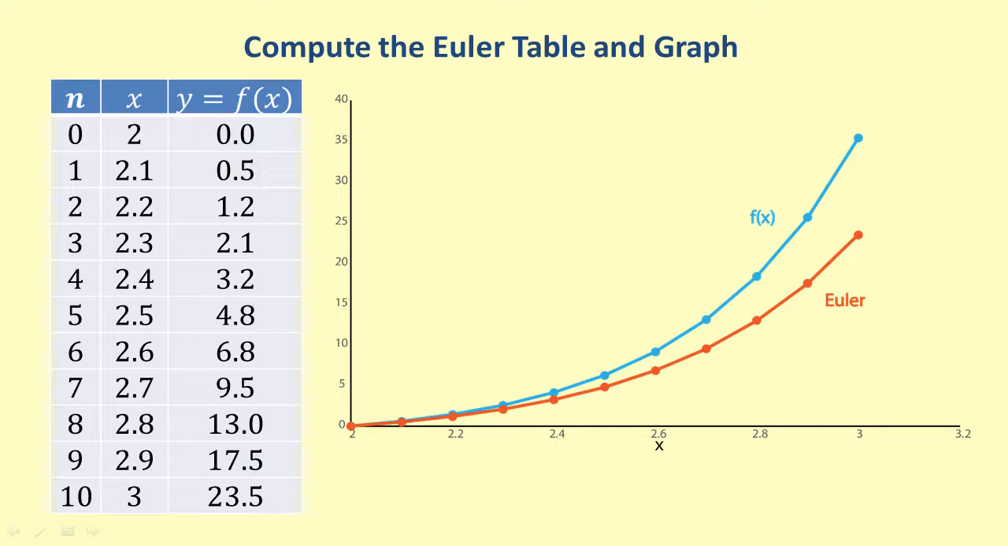We can see that when n equals 10, we have y equals 23.5 on the graph of the Euler approximation, but the actual function value when n equals 10 is about 35. We can see from looking at this that it would probably be best to use a smaller step size if more accuracy is needed.